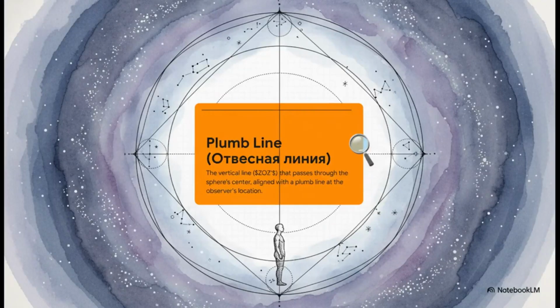Okay, let's visualize the first element. Picture a perfectly straight line that goes from a point infinitely far above your head, passes down through your body, through the very center of the sphere where you stand, and continues to a point infinitely far below your feet. This is the plumb line. It's your personal vertical axis, the absolute up and down reference for your specific spot on the globe.